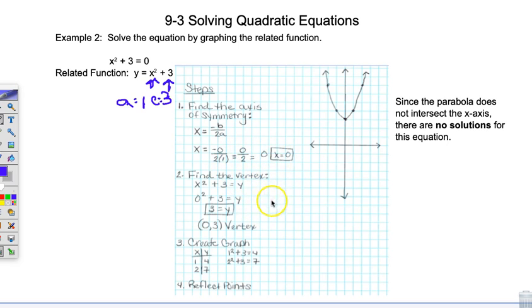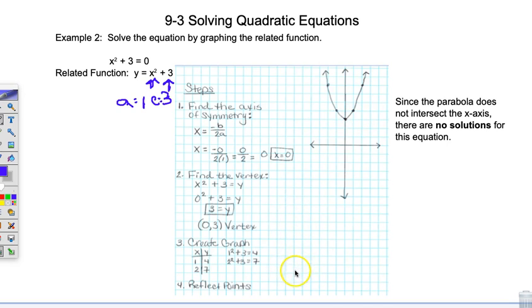To find the vertex, we're going to go back to that original equation right there, and I'm going to input my x value, which is 0. So I get 0 squared, which of course is 0, plus 3 is equal to my y value. That ends up being just 3. Now I found my vertex, 0, 3. I graphed that. I went up 3 and put a point right there, and that is my vertex.